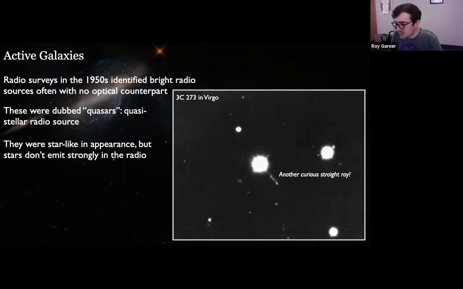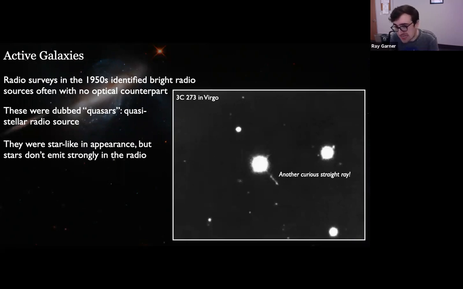It's weird. These objects were dubbed quasars, quasi-stellar radio sources, because these were star-like in appearance. I mean, I don't see a galaxy disk around this thing. It just looks like a really big star. But the problem is stars don't emit strongly in the radio. So we had no idea what these were.